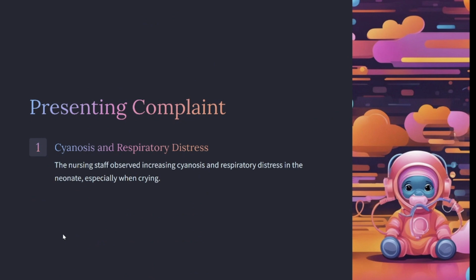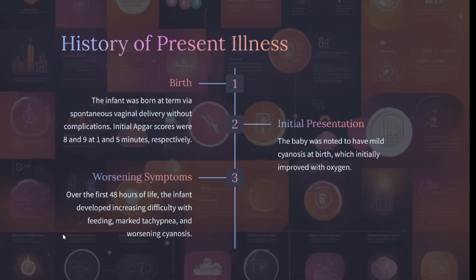History of present illness: the infant was born at term via spontaneous vaginal delivery without complications. Initial APGAR scores were 8 and 9 at 1 and 5 minutes, respectively. The baby was noted to have mild cyanosis at birth, which initially improved with oxygen. Over the first 48 hours of life, the infant developed increasing difficulty with feeding, marked tachypnea, and worsening cyanosis.